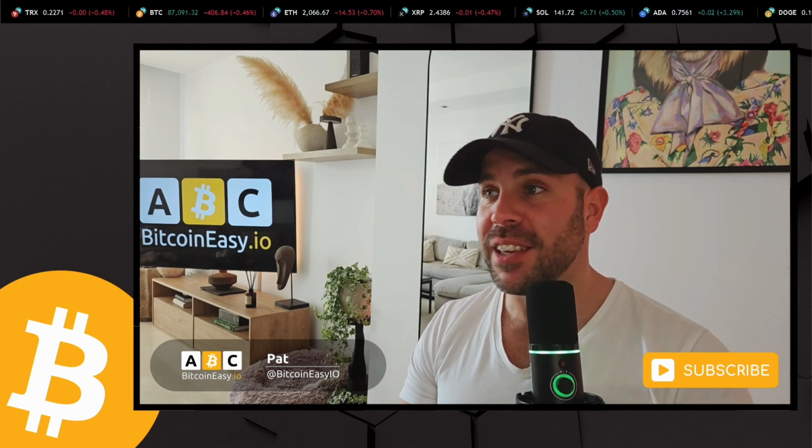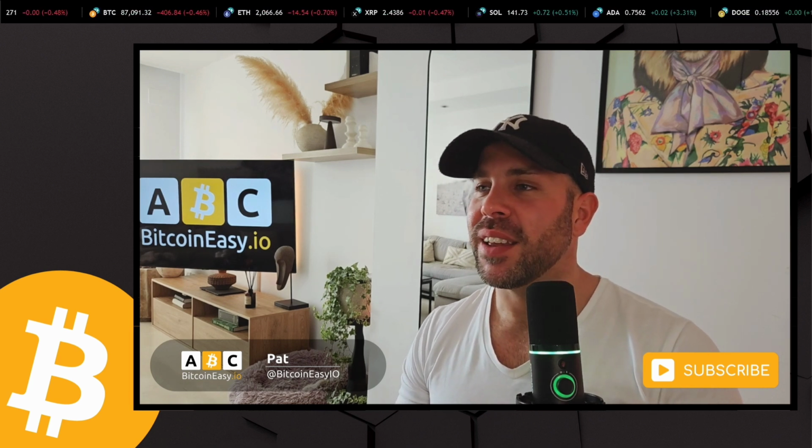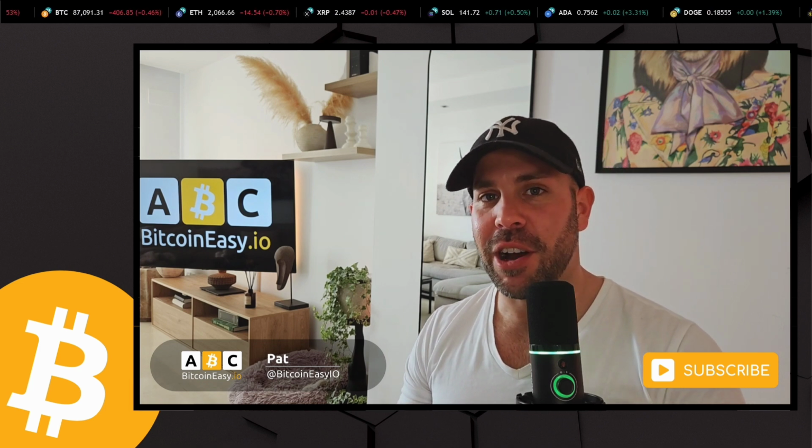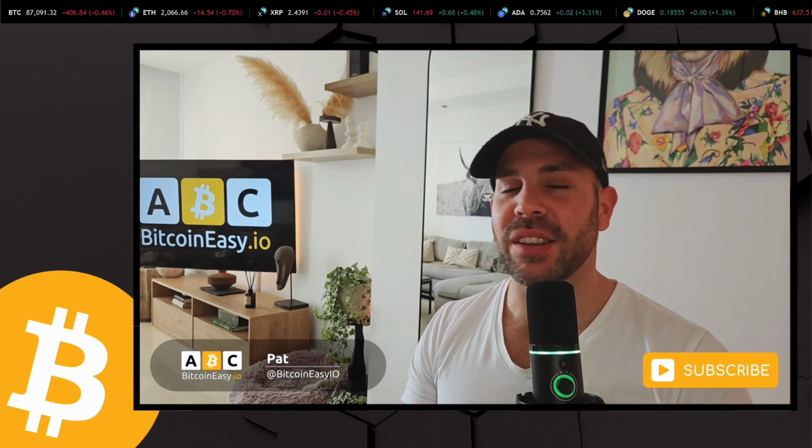We find Bitcoin in a key spot right now, right between the support level to continue in this current uptrend here locally, or to get back down to the support of the trend.